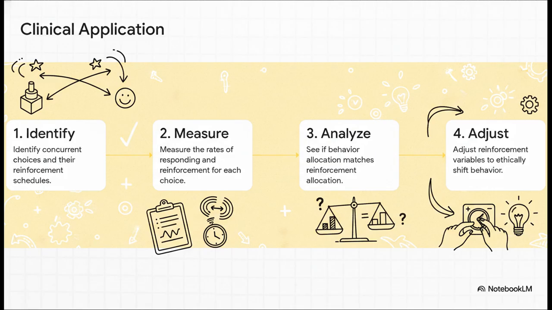First, you've got to identify the choices. What are the options available to your client, and what's the reinforcement for each one? Second, you've got to get your data. Measure the rates of the behavior and the reinforcement. Third, you analyze. Does the math check out? Is the behavior actually matching the reinforcement? And fourth, and this is where the real magic happens, you adjust. You can systematically tweak the rate, the quality, or even the delay of reinforcement to ethically nudge that behavior in the direction you want it to go.